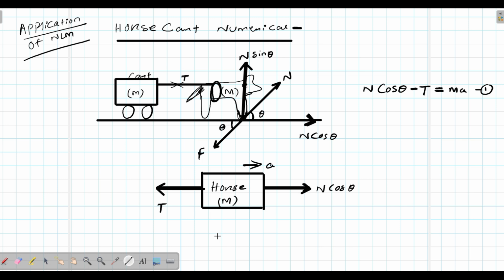Next, for the cart. Mass of the cart is small m. This is tension T, and this is acceleration. T equals small m into A. Second equation, T equals how much? T equals small m into A.